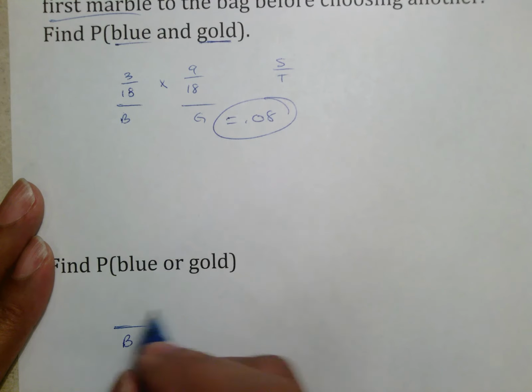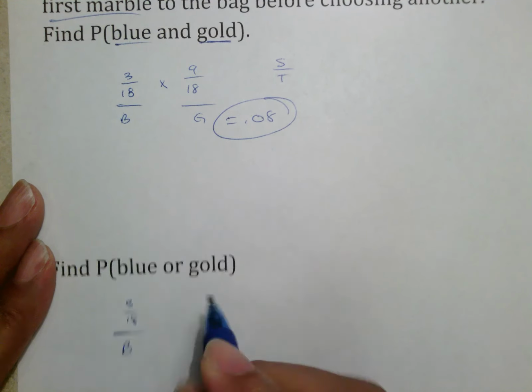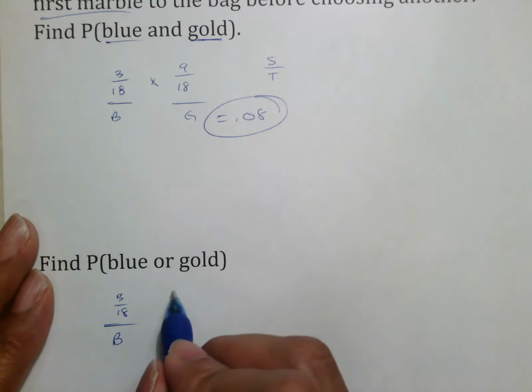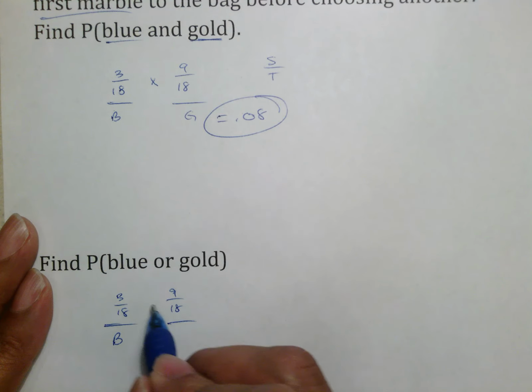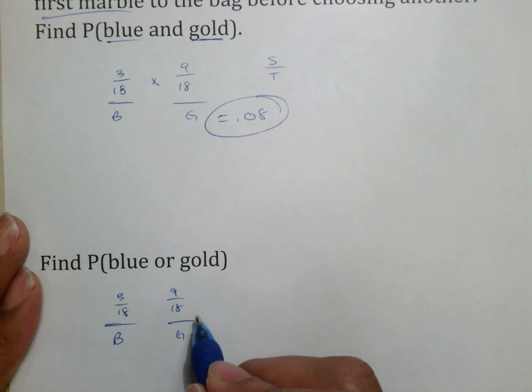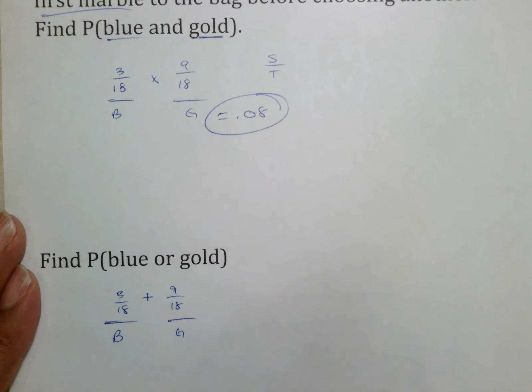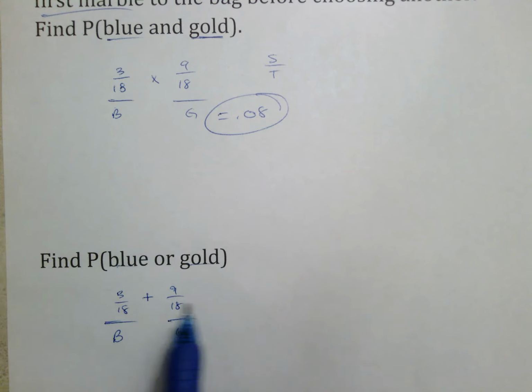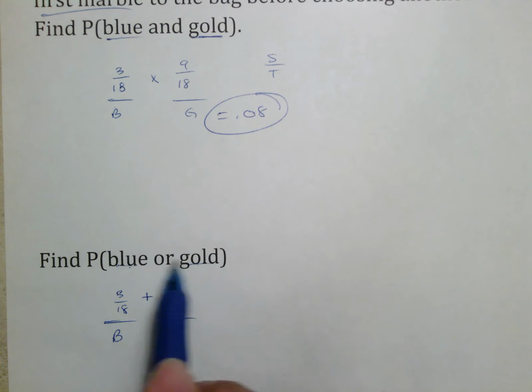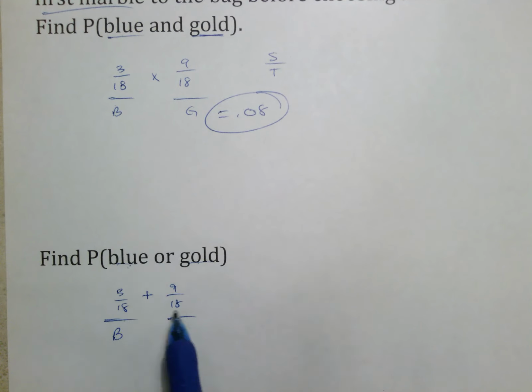So blue or gold means, again, the blue we found out was 3 over 18. The gold was 9 over 18. But again, we're talking or, which means that we are now going to add those two, because it doesn't matter which one we pick. Blue or gold really isn't two selections, it's one. But since you've got two different events you're talking about, we're going to find the probability of each event and then add those two events together.